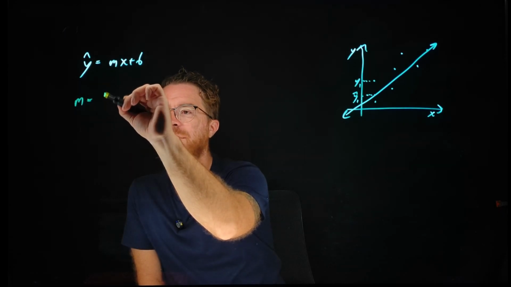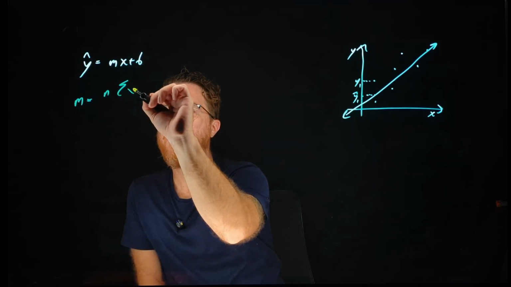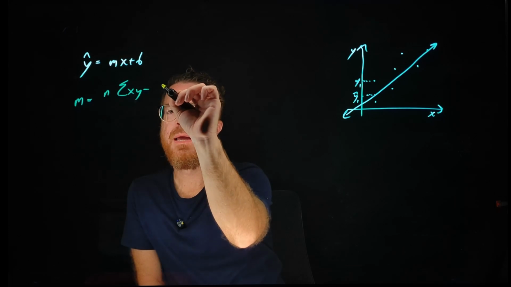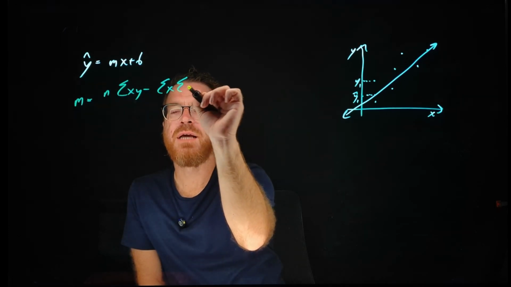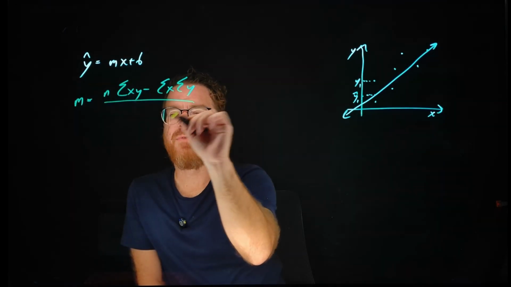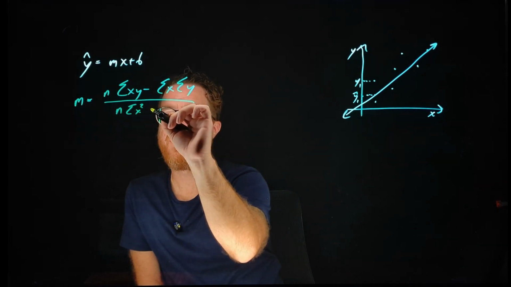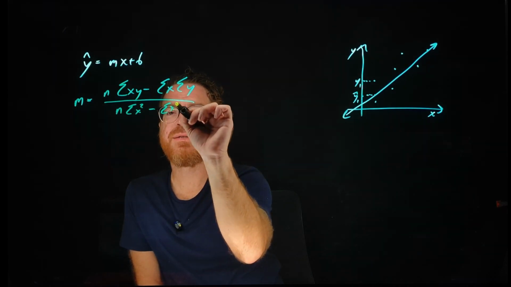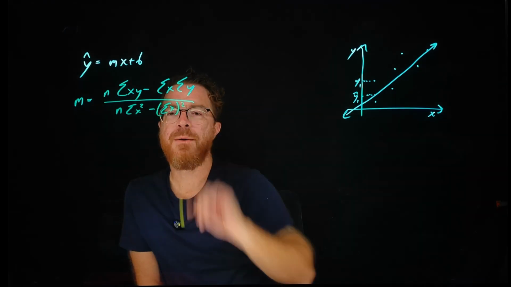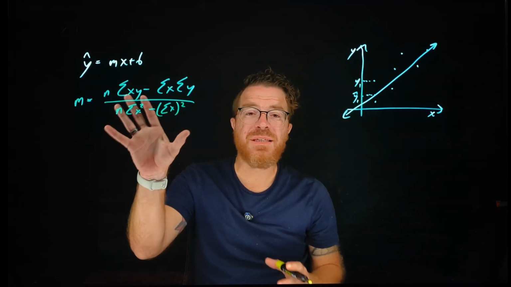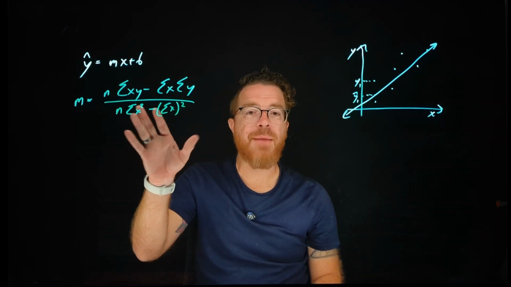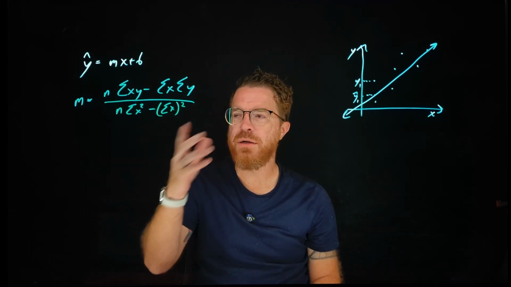m equals n times the sum of x times y minus the sum of x times the sum of y, divided by n times the sum of x's squared minus the sum of my x's, squared. Now for now, we're not going to really discuss how this is calculated, but I may do a video later on where I'll talk about this.